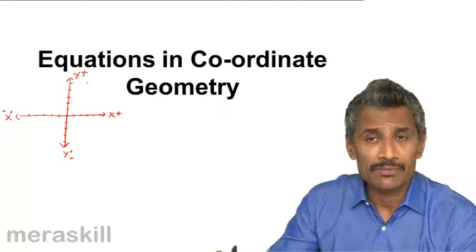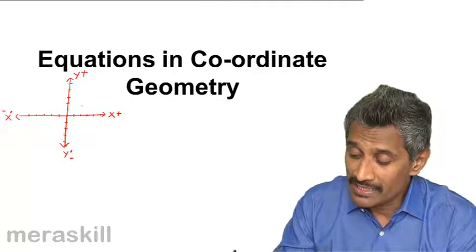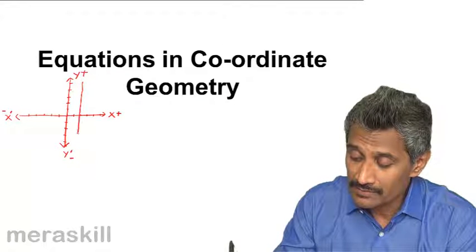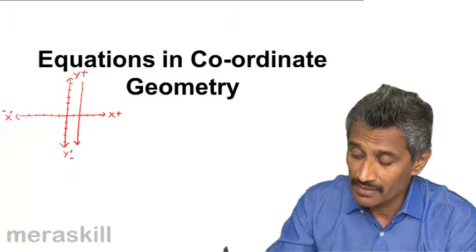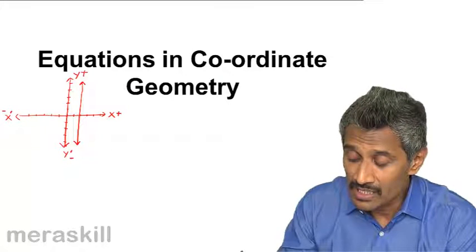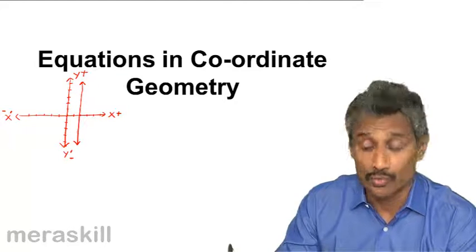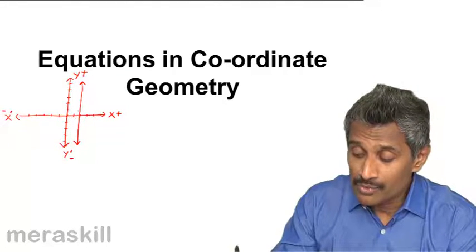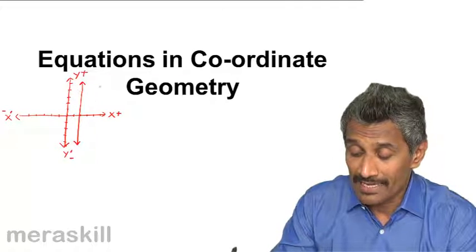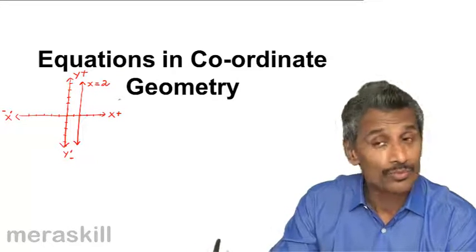Now there are various types of lines that could be passing through it. If you have lines like these, this line is parallel to the y-axis, and every point on it will have x coordinate 2, and it is 2 units away from the y-axis. So the equation of this line is x is equal to 2.